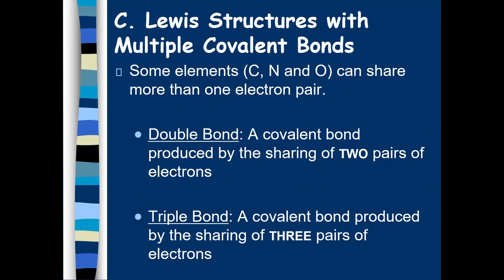So far, all the examples we've looked at have only had single bonds, so let's look at an example that has a double bond. Some elements, especially carbon, nitrogen, and oxygen, can share more than 1 electron pair to form a double bond or a triple bond. A double bond is a covalent bond produced by the sharing of 2 pairs of electrons, so that's 4 electrons total. A triple bond is a covalent bond produced by the sharing of 3 pairs of electrons, that's 6 shared electrons total.